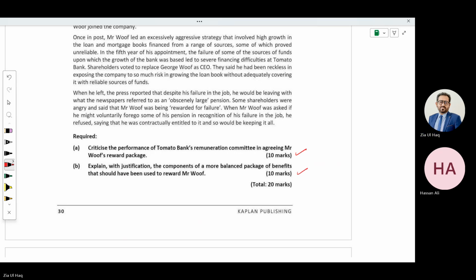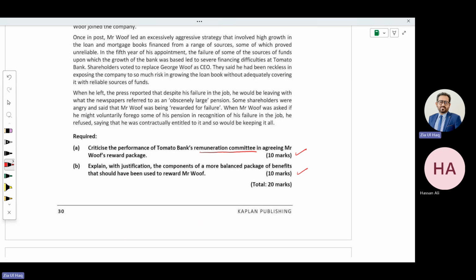Criticize means we need to provide argument against negativities. So criticize the performance of Tomato Bank's remuneration committee in agreeing Mr. Wolf's reward package. Means they have set the reward package of Mr. Wolf. Who is Mr. Wolf? We don't know.